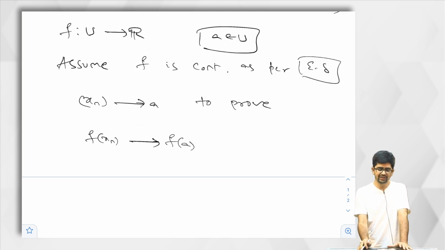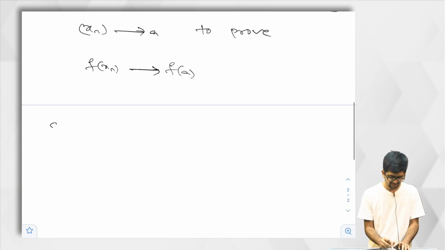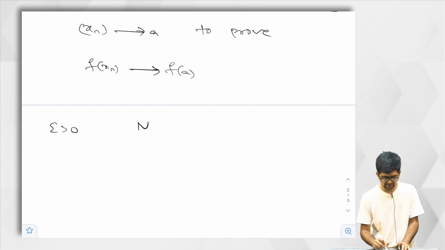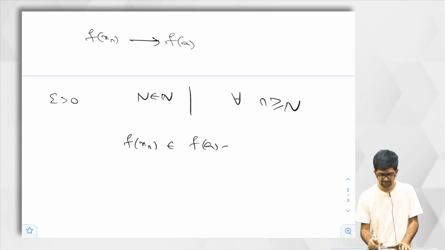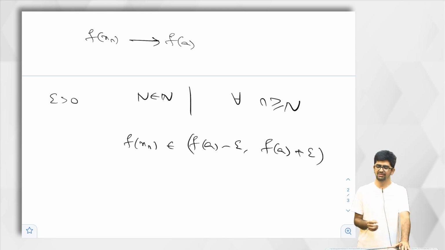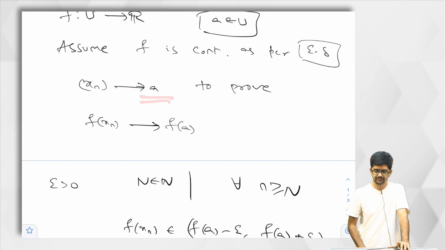Trying to make use of this epsilon delta description, we will try to prove that this is a convergent sequence. So what should be our strategy? Starting with an epsilon positive, we need to find an element N belonging to the natural numbers such that for every n greater than N, f of xn belongs to (f of a minus epsilon, f of a plus epsilon). This is what we are supposed to prove. What we have is just this, that the sequence xn converges to a.